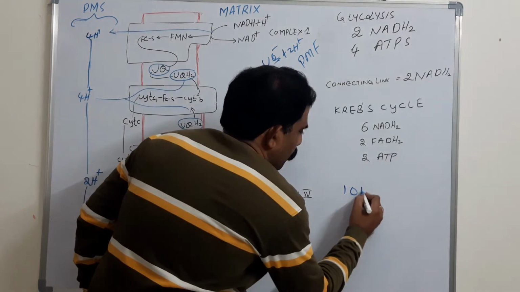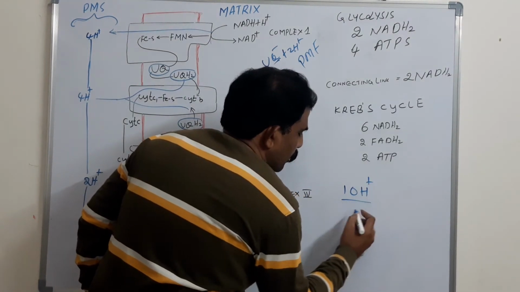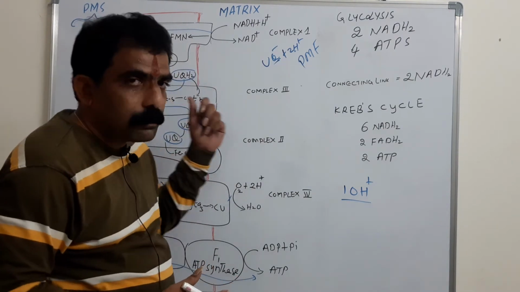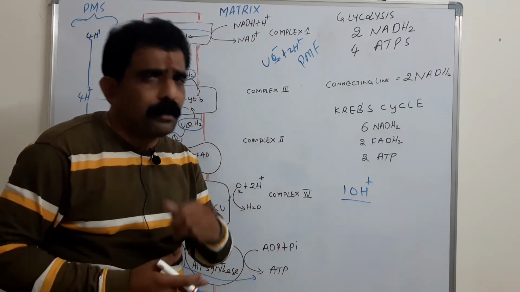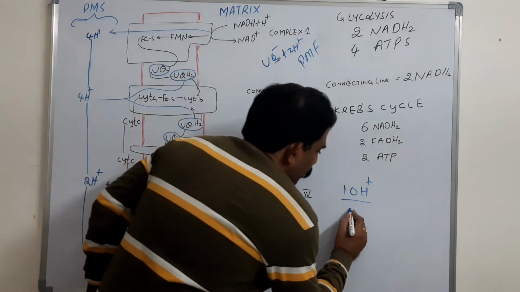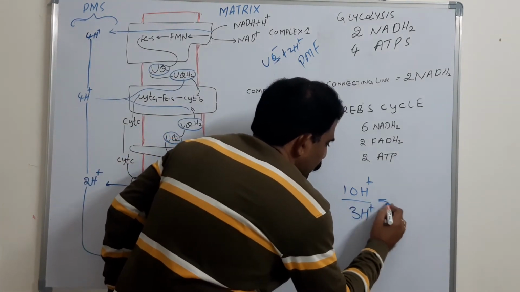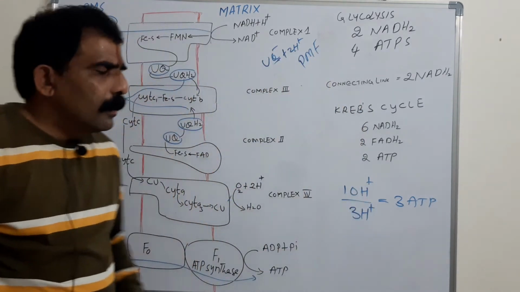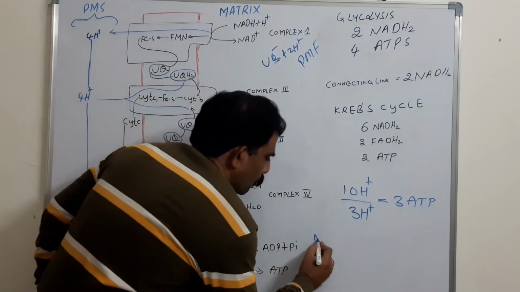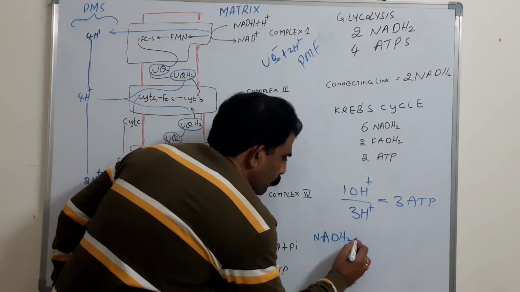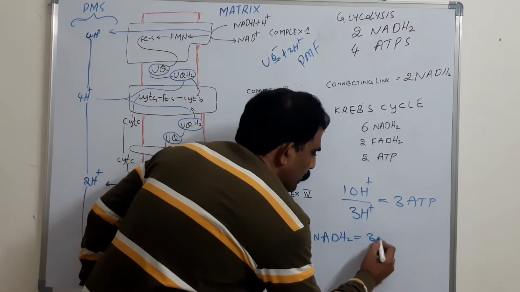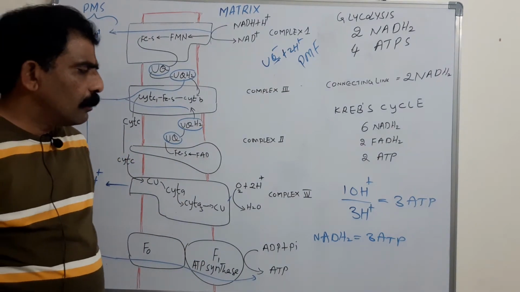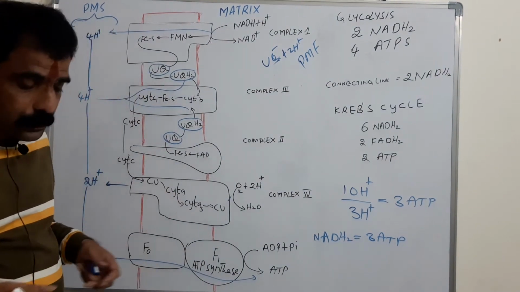If 10 protons are pumped out, 3 protons are needed. 3 protons should flow back from the perimitochondrial space into the mitochondrial matrix to form 1 ATP. For 1 ATP, if 3 protons are needed, 10 by 3 is about 3 ATPs. That is why it is said that 1 NADH2 is equal to 3 ATPs. You might have read this anywhere. Why is 1 NADH2 equal to 3 ATPs?